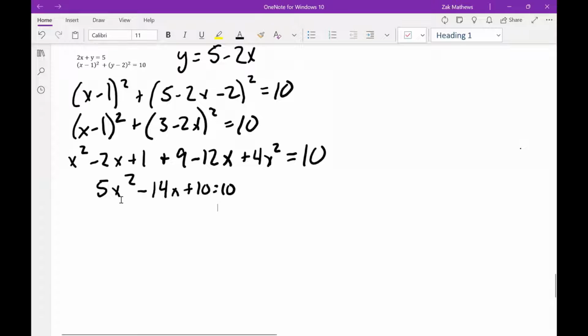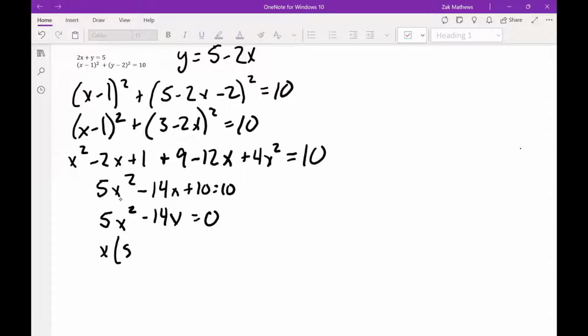It is a quadratic, so I need to get it set equal to 0. That means I'm going to have to subtract the 10 over. When I subtract the 10, I'm left with just a 0. Now that I have it equal to 0, I can factor. So I'm going to factor off the x. And I have left a 5x minus 14. I set both my factors equal to 0. And so I get x is equal to 0 and x is equal to 14 over 5.